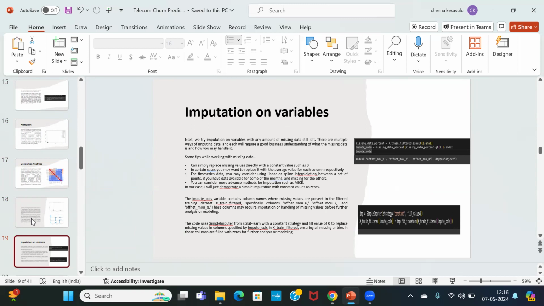The example utilizes SimpleImputer from scikit-learn to fill missing values with zeros, specifically targeting columns of off-net minutes 6, off-net minutes 7, and off-net minutes 8, which presumably deal with off-net minutes usage across different months.